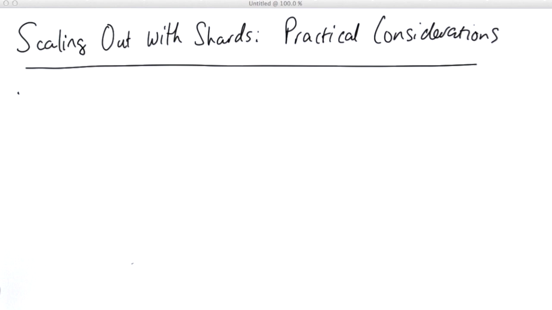So what we're going to do here is expand on that a little bit and talk about scaling out with shards and some of the practical considerations that you need to be aware of when you're doing that.